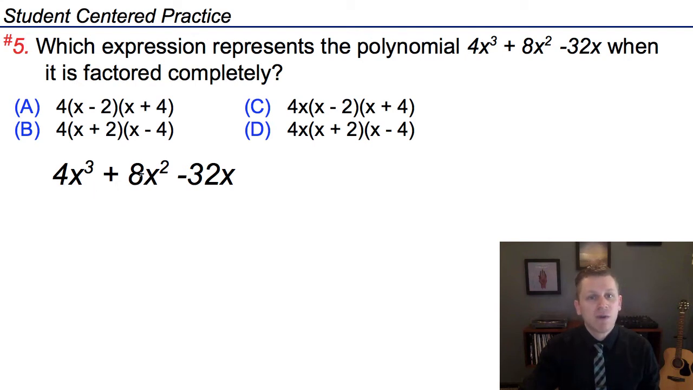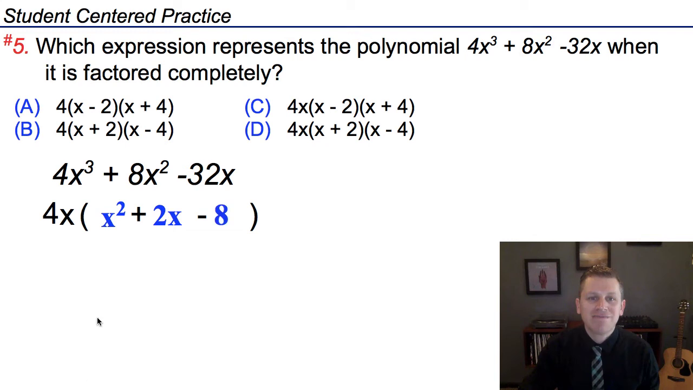Well, the GCF of 4, 8, and 32 is just 4. And of x cubed, x squared, and x, we pick the one with the lowest exponent, that's going to be x. Open my parentheses, bring down the plus and minus sign, leave space for 3 terms. Now we divide. 4x cubed divided by 4x is x squared. 8x squared divided by 4x is 2x, and 32x divided by 4x is 8.